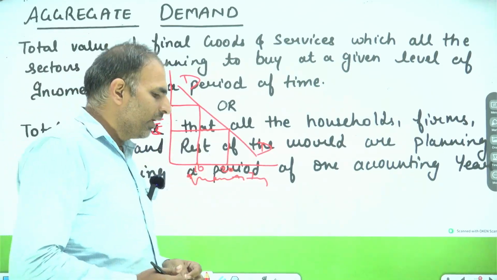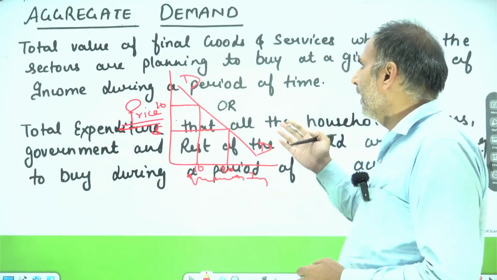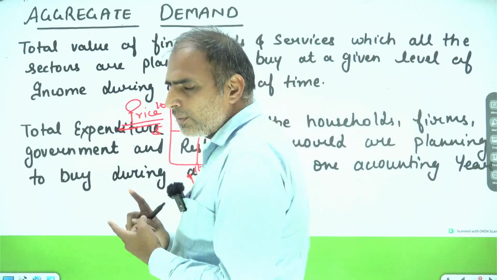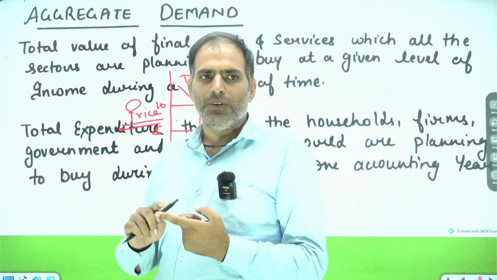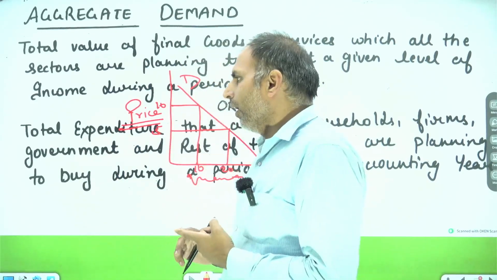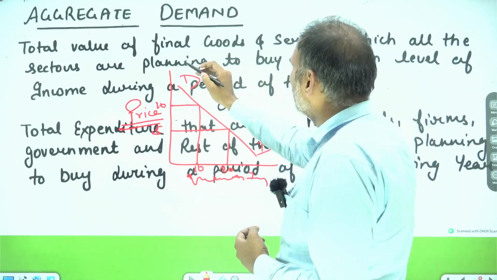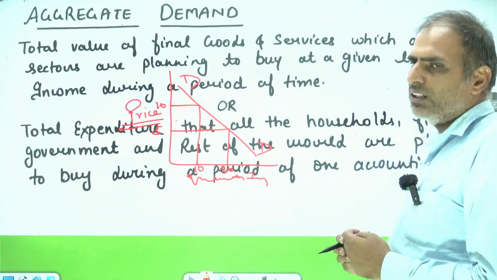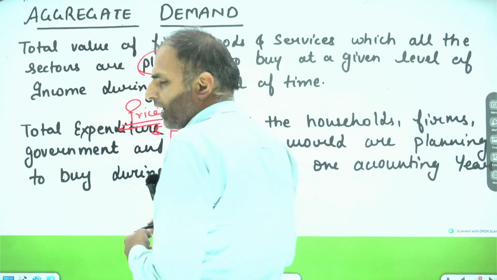Now, in this class we are going to learn about AS, aggregate supply. So what is aggregate supply? Aggregate supply means the supply of the economy as a whole. In supply and demand, it is the total value of final goods and services which all the sectors are planning to buy. So what is the meaning of planning to buy? It is not what is actually bought.